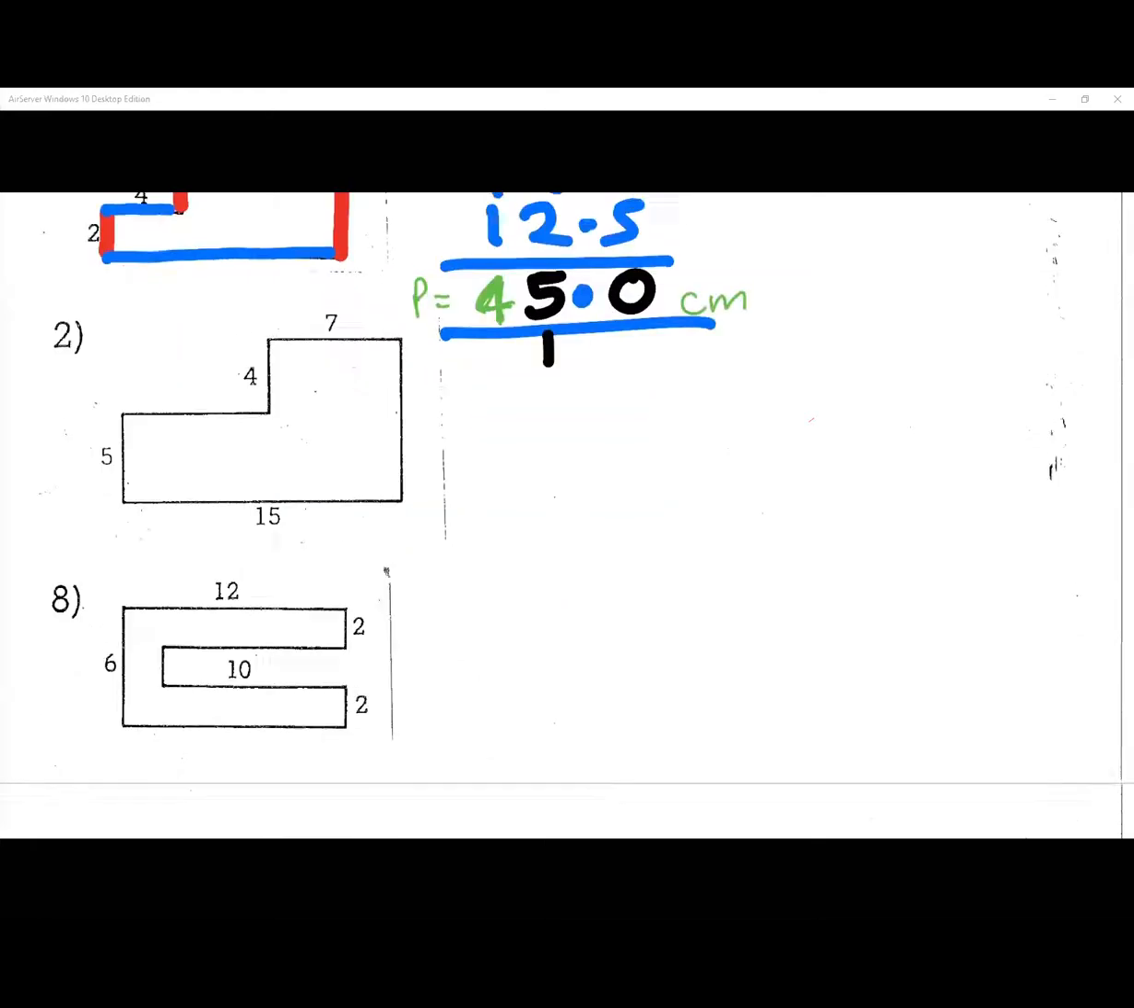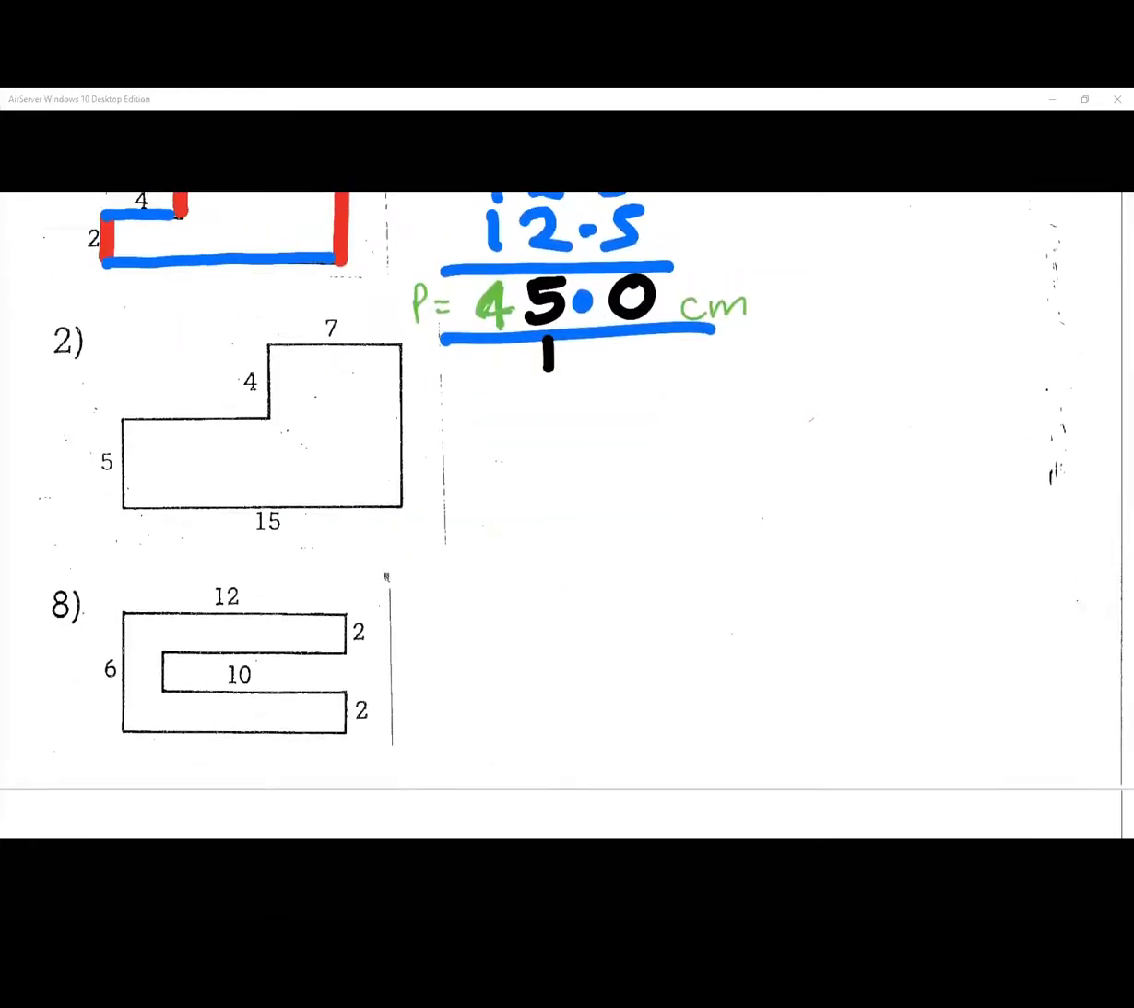And then? No, I want to do number 2. You want to do number 2? Yeah. Okay, so you're going to do number 2. Okay, Sully, let's do number 2.